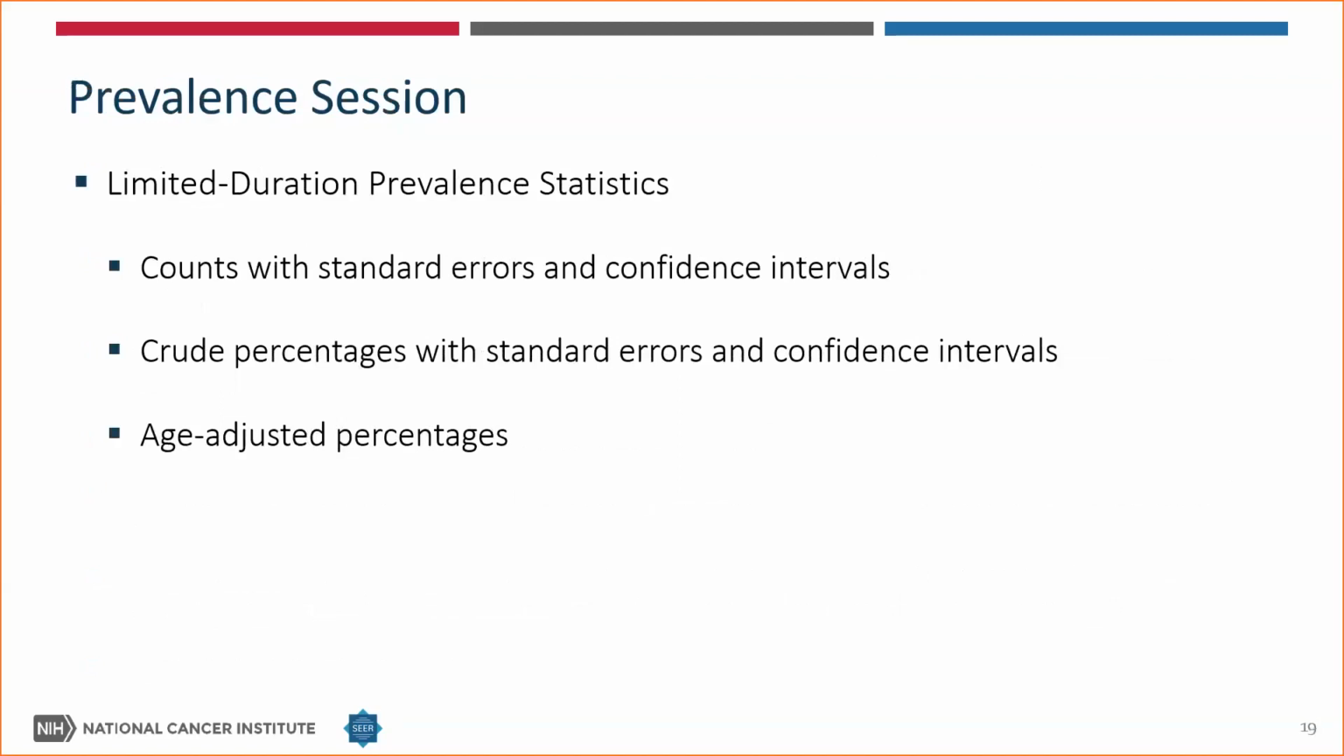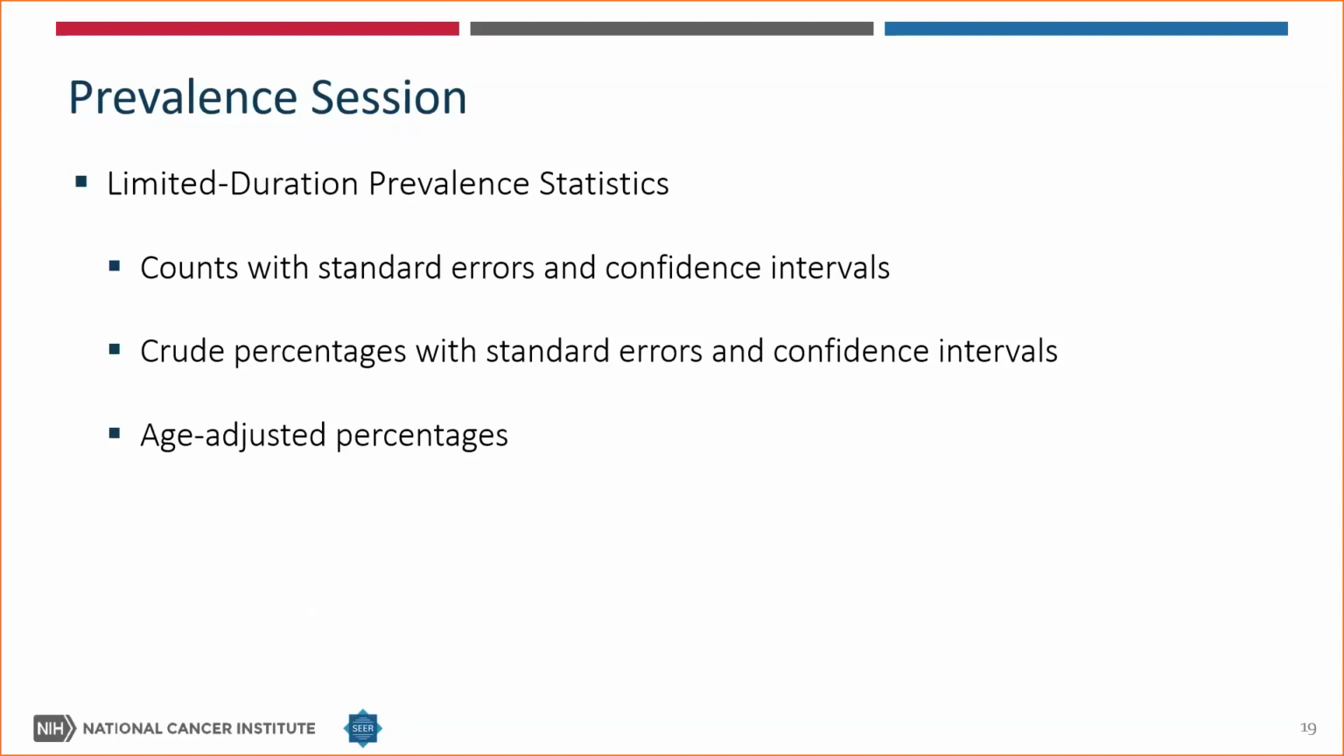Prevalence session. So in SEERStat, we can calculate limited duration prevalence statistics. So counts, percentages, age adjusted. So it's the number of people alive at a given point in time that have previously been diagnosed with a cancer. And in SEERStat, it's previously diagnosed within the past X years. And the X is dependent on the number of years of data that you're working with. If you're working with SEER 18, and you're calculating prevalence on January 1st of 2018, we have diagnoses back to January 1st of 2000. So it's 2000 to 2017 diagnoses. So it's 18-year limited duration prevalence.